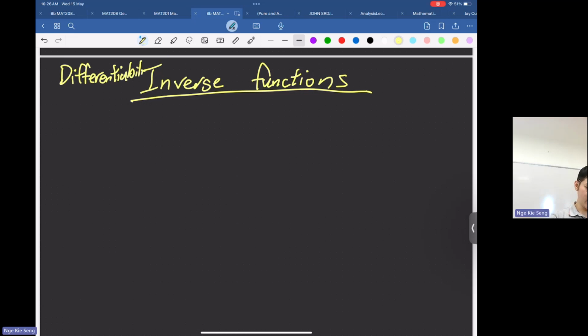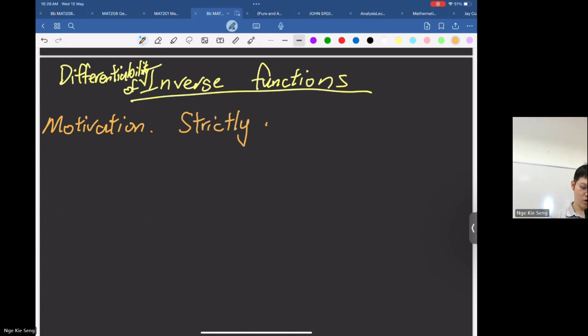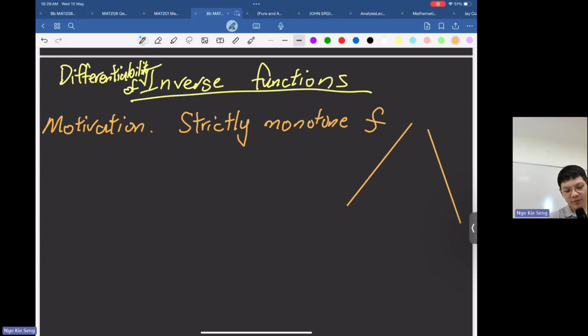So yesterday we just talked about one way to get an inverse function. Where do we start? We start with a strictly monotone function. Strictly monotone function means what? Either strictly increasing or strictly decreasing. So you should think like this. There's no staircase anymore. Okay, strictly. So why is it good about this strictly monotone function?